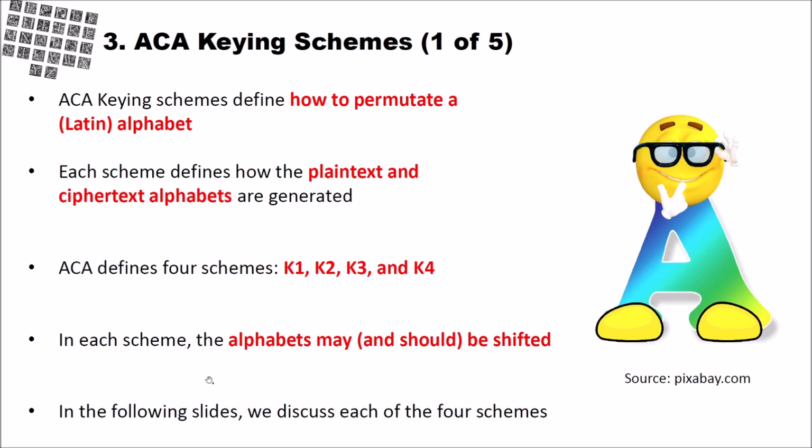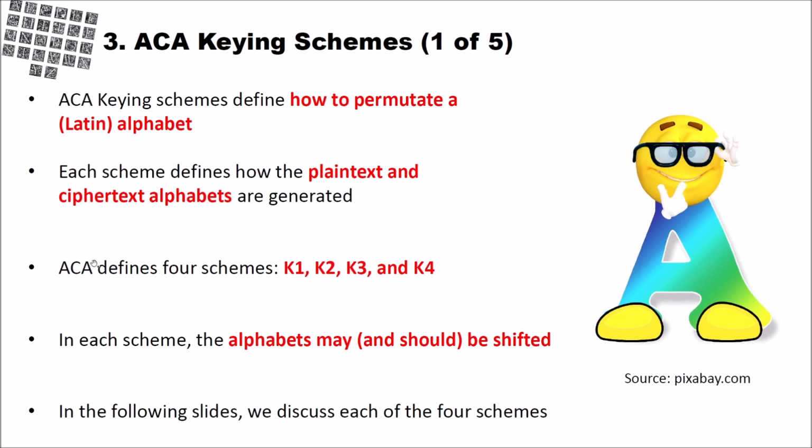Now let's have a look at the ACA, the American Cryptogram Association keying schemes. The ACA keying schemes define how to permutate a Latin alphabet. And each scheme defines how the plaintext and the ciphertext alphabets are generated. In fact, you could just permutate the ciphertext alphabet and always keep the Latin alphabet as plaintext alphabet, but the ACA allows to permutate both. But you will always find an equivalent substitution by having the Latin plaintext alphabet and then a corresponding ciphertext alphabet.